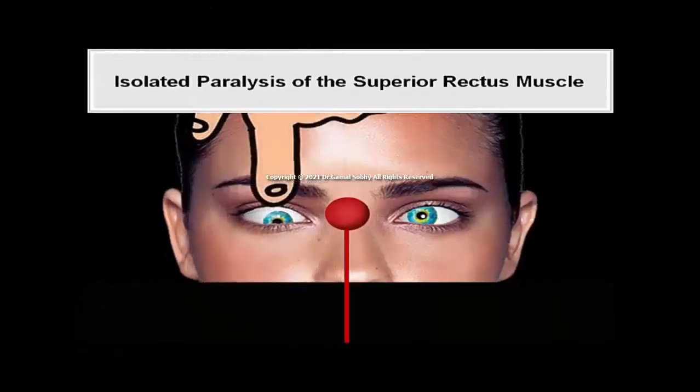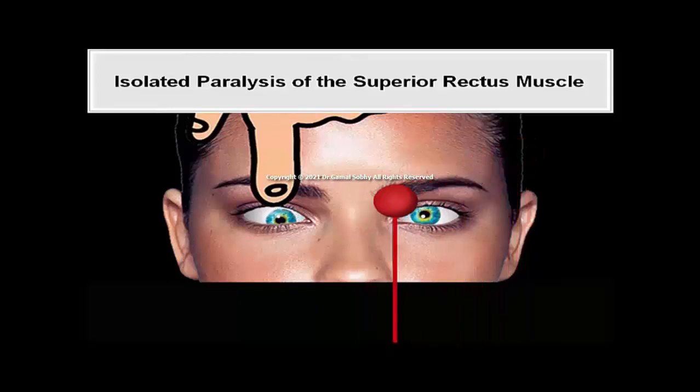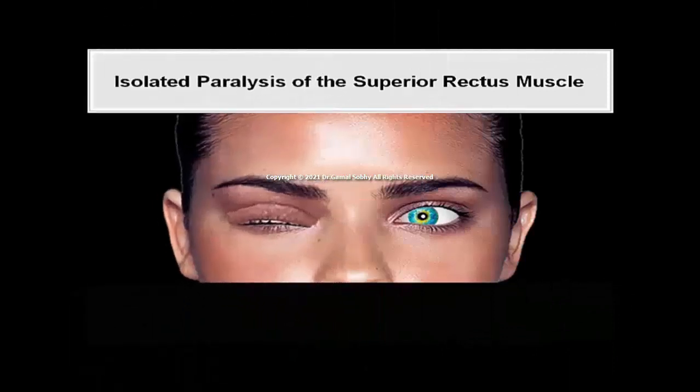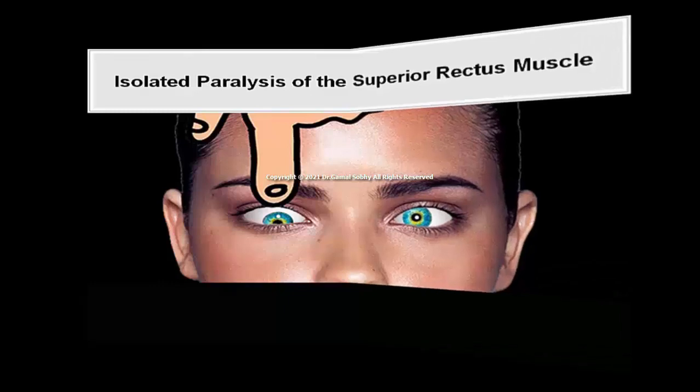In isolated paralysis of the superior rectus muscle, the paralyzed eye is hypotropic in primary position. There is limitation of elevation in abduction; elevation is normal in adduction. There is overaction of the ipsilateral inferior rectus and the contralateral inferior oblique muscles. There is a small exotropia, and absent Bell's phenomenon.